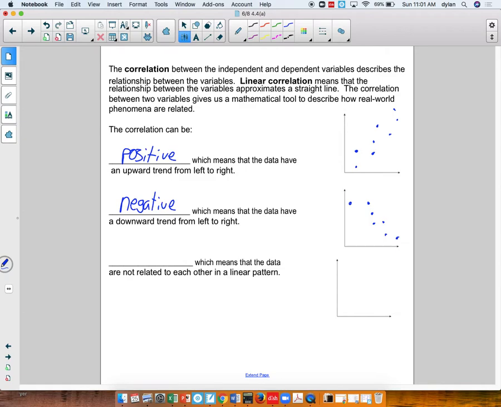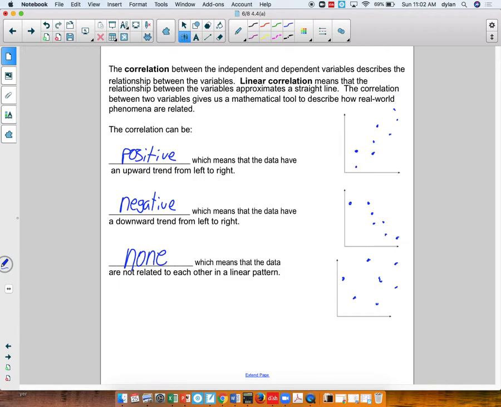Finally, you might have no correlation whatsoever. And that just means that the data aren't related to each other in a linear manner. So maybe I just collect a bunch of data and it kind of looks like that. And I'm like, well, I really don't know. I mean, I could draw a vertical line through that data set to split it, a horizontal line, diagonal line. There's no obvious relationship to that data. So that means it does not have any type of linear correlation.